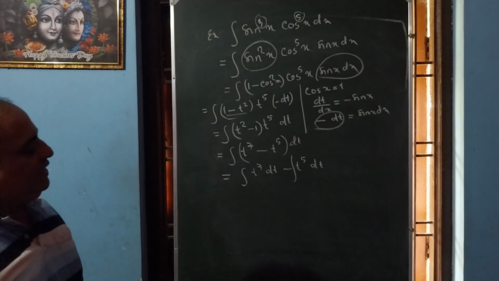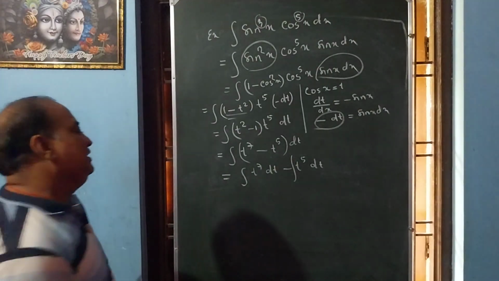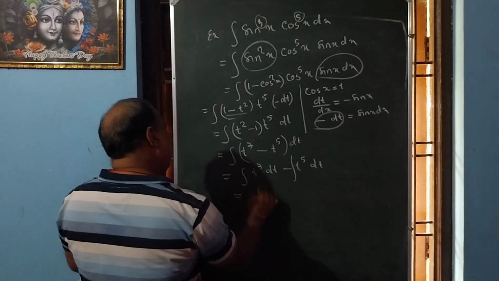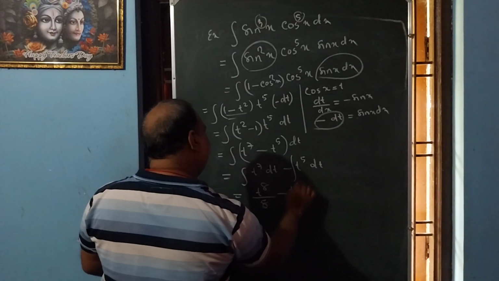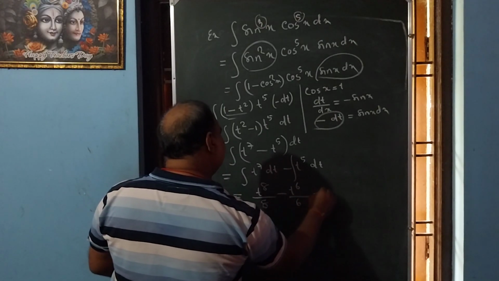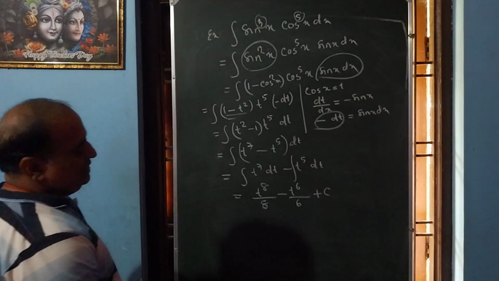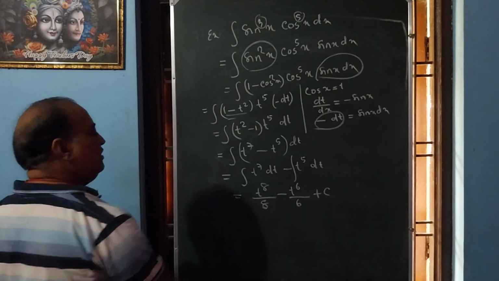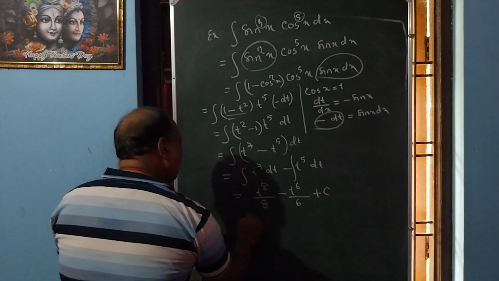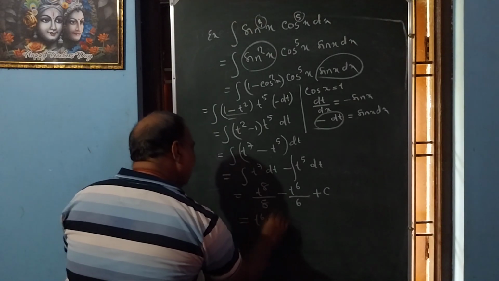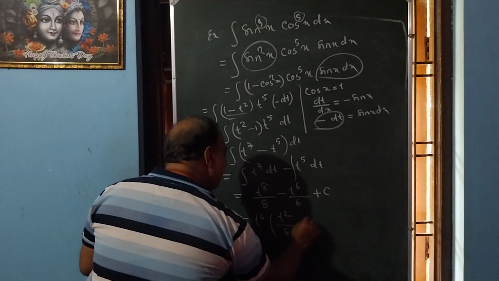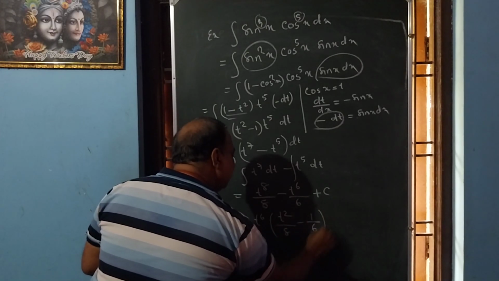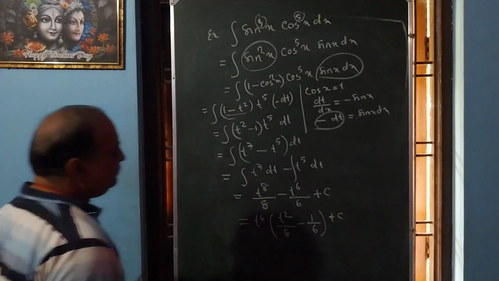So we know that the integration of t⁷ is t⁸ by 8 minus t⁶ by 6 plus c. So you take t⁶ in common. That is t⁶ times (t² by 8 minus 1 by 6) plus c.